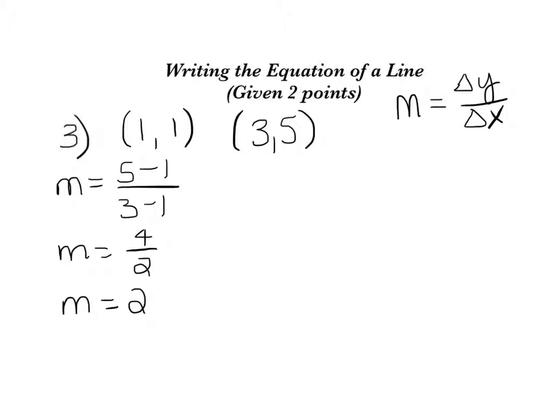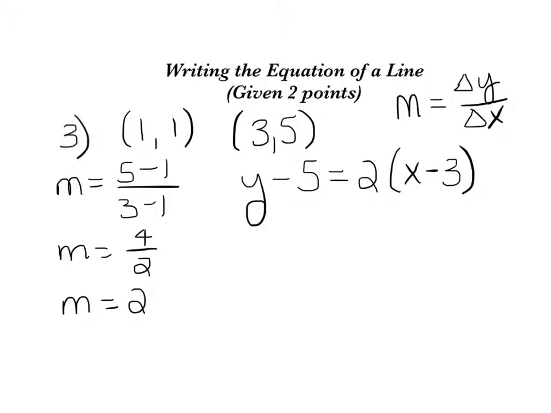So now we have a slope, and we have two possible points to use. So I'm going to pick one of them. I'm going to pick the point (3, 5), and I'm going to use the point-slope form. So y minus my y value from (3, 5), so y minus 5, is equal to 2 parentheses x minus the x value, 3.